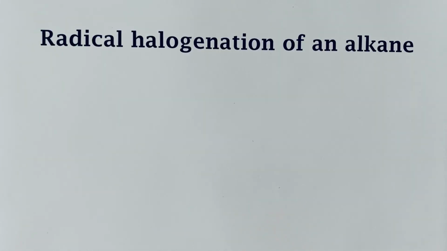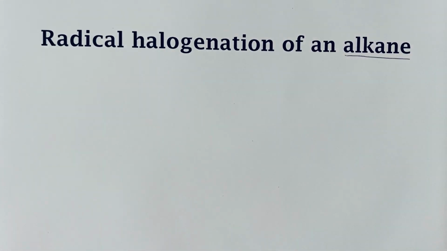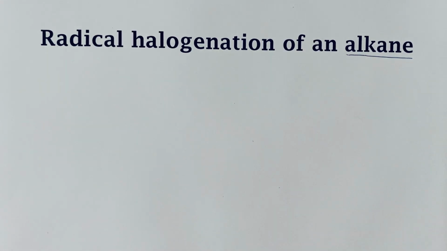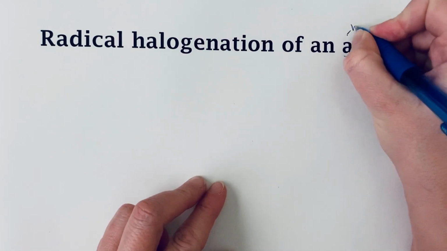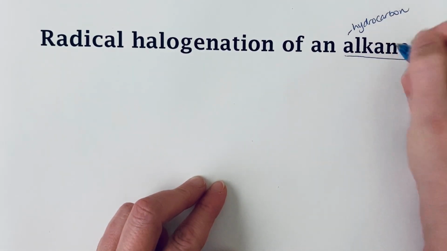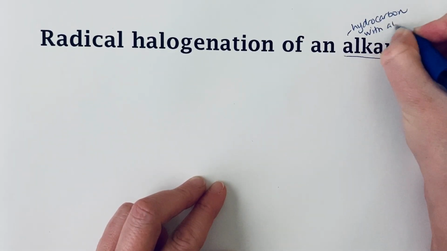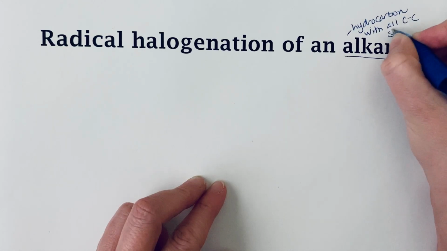The radical halogenation of an alkane. This reaction is important for us as organic chemists if we are trying to do any synthesis that starts with an alkane. What we're talking about here is a molecule that is just an alkane that contains absolutely no other functional groups. So that would be a hydrocarbon, something containing only carbon and hydrogen with all carbon-carbon single bonds.